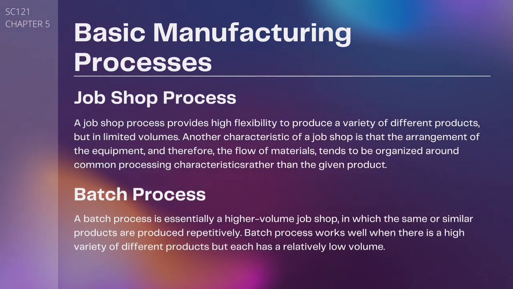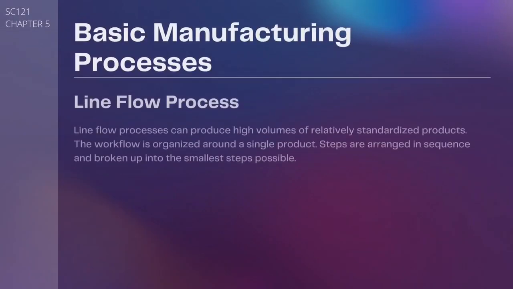Batch process. A batch process is essentially a higher volume job shop in which the same or similar products are produced repetitively. Batch process works well when there is a high variety of different products but each has a relatively low volume.